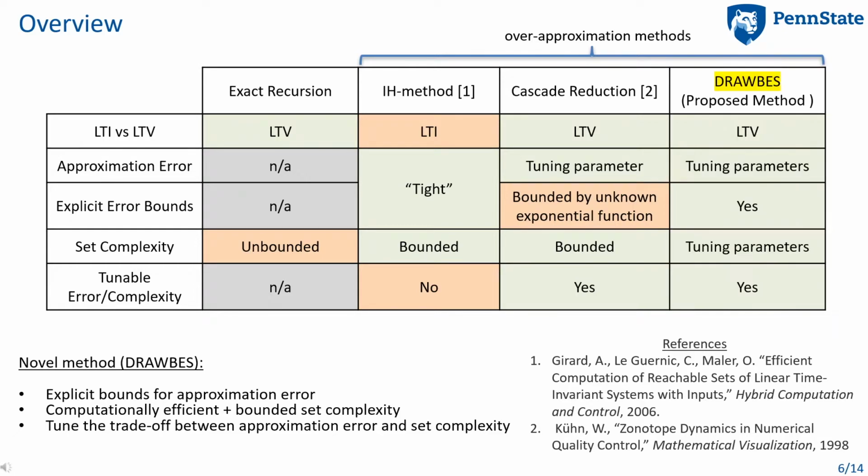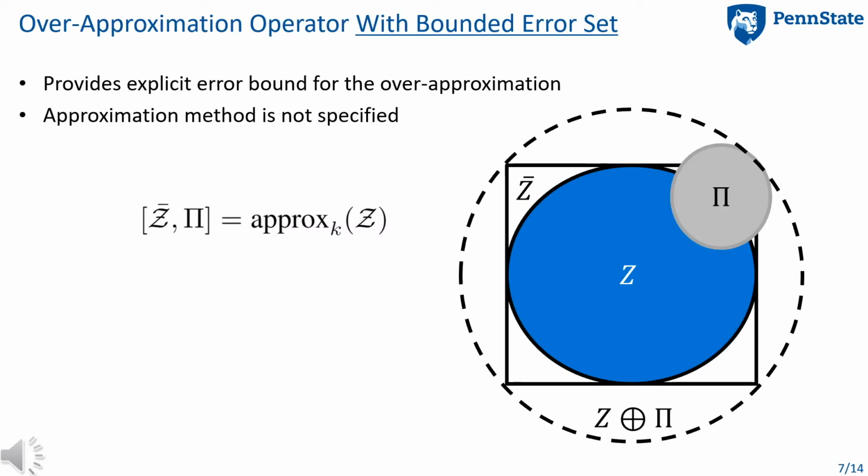The proposed method, Drawbees, seeks to address time-varying dynamics while providing explicit error bounds. Furthermore, approximation error and set complexity will be shown to be tunable, allowing the user to control the trade-off between error and set complexity. Our proposed method leverages an over-approximation operator that has two outputs.